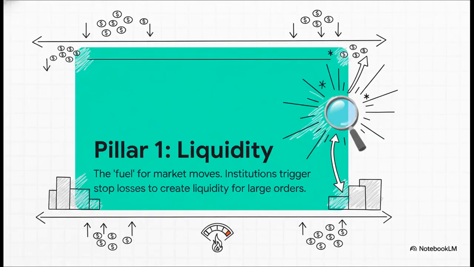So let's start with liquidity. The easiest way to think about it is like fuel for the market. All that money sitting in stop losses above old highs and below old lows, that's what the big institutions, the smart money, are after. They need to trigger those stops so they can fill their own massive orders. They literally hunt for this stuff.